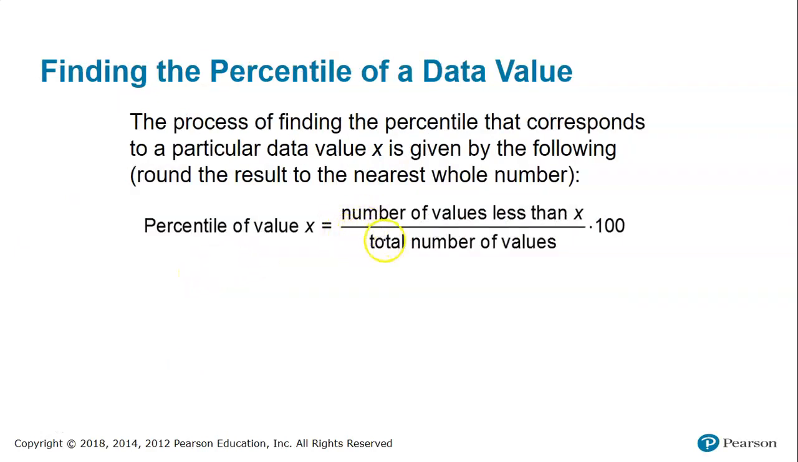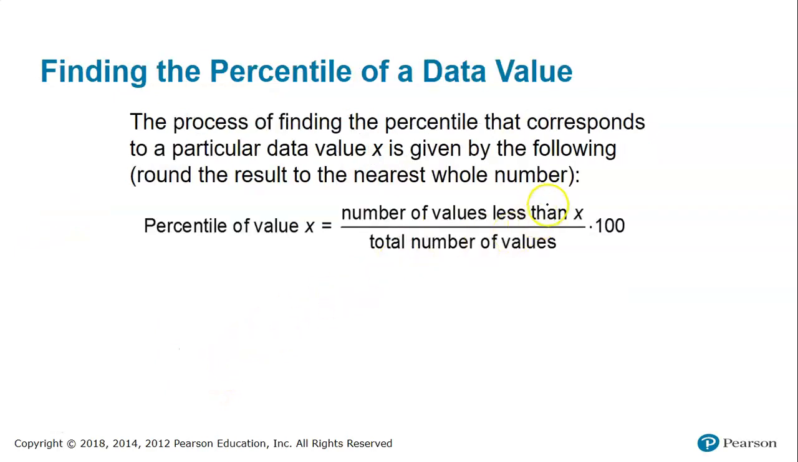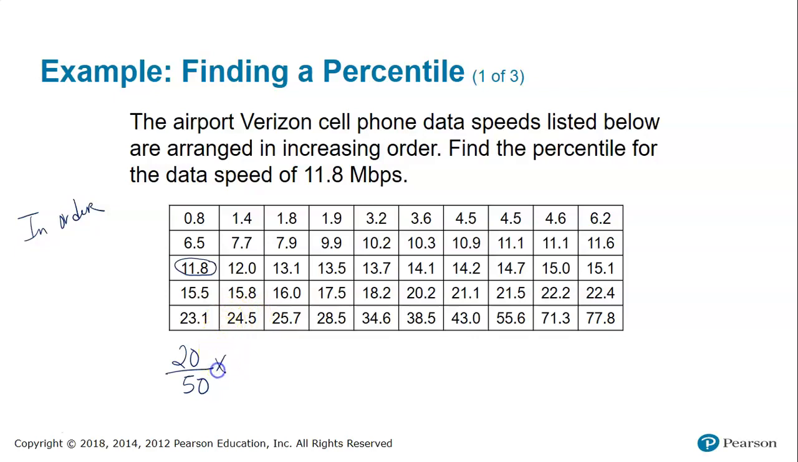Okay, going back, we want to divide that by the total number of values in the chart. Each row we said had 10, so that's a total of 50. So we're going to do 20 divided by 50. And then finally, we're going to multiply it by 100. Our rounding directions are round the result to the nearest whole number. So here, I'm going to multiply this by 100, and that's going to give me 40. So this is going to represent the 40th percentile.